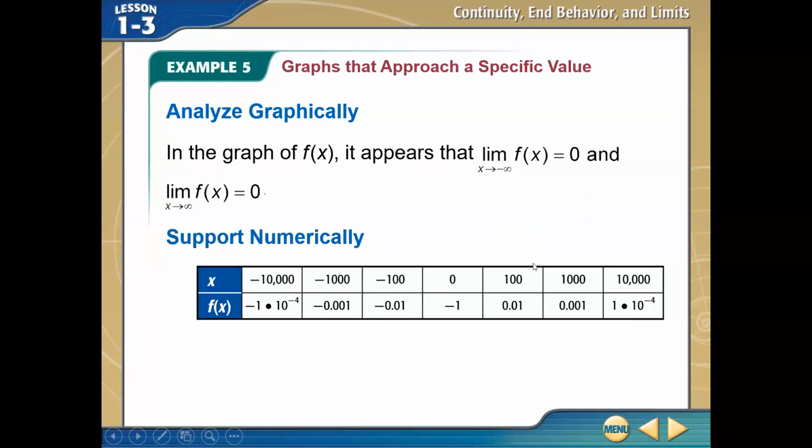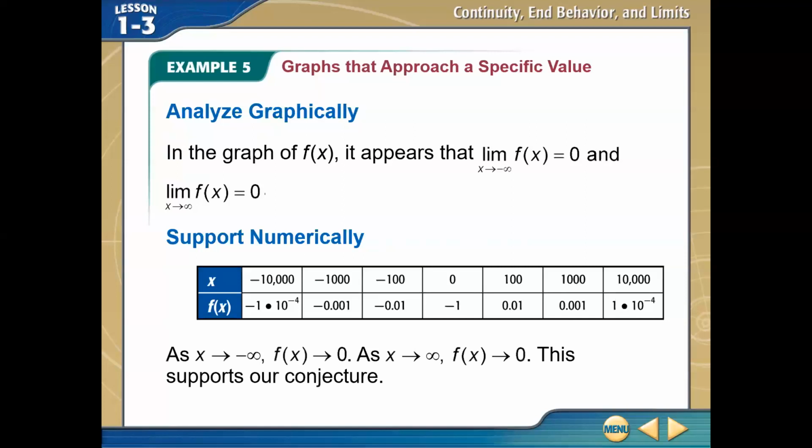As I move from the y-axis to the right, plug in 100, I get 0.01. Plug in 1,000, I get 0.001. Plug in 10,000, I get 0.0001. So once again, I'm getting closer and closer to 0 as I go to negative infinity and positive infinity for my x values. So as x approaches negative infinity, f of x approaches 0. And as x approaches positive infinity, f of x also approaches 0. So this supports our conjecture.